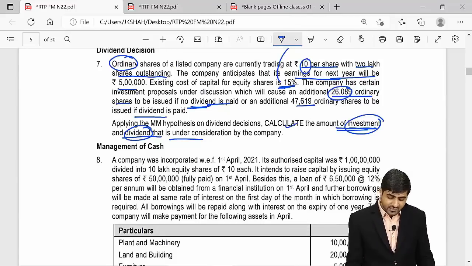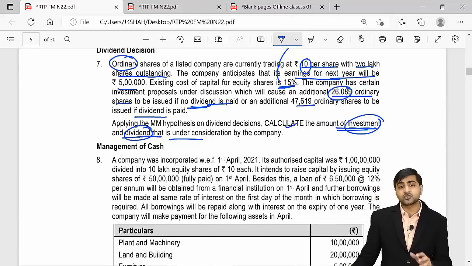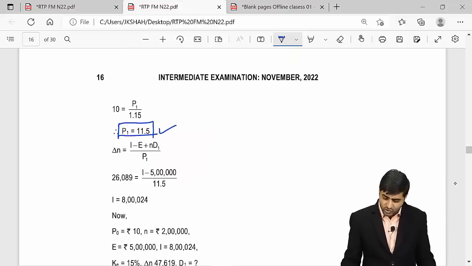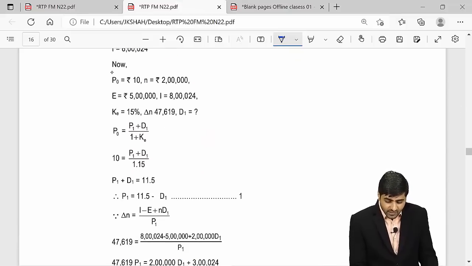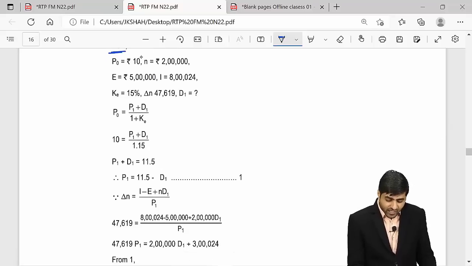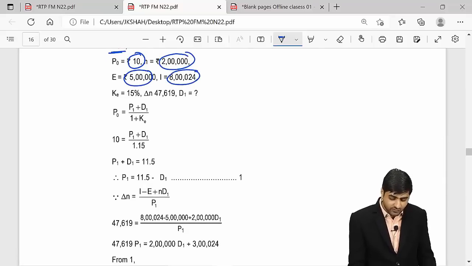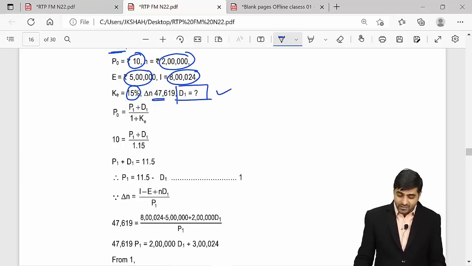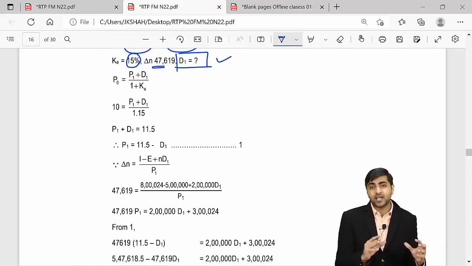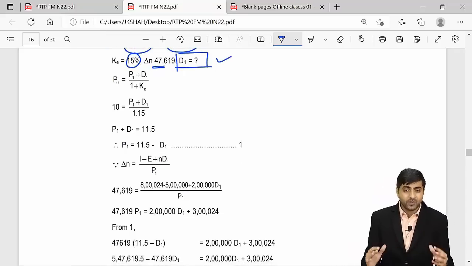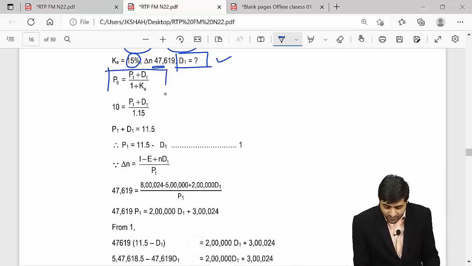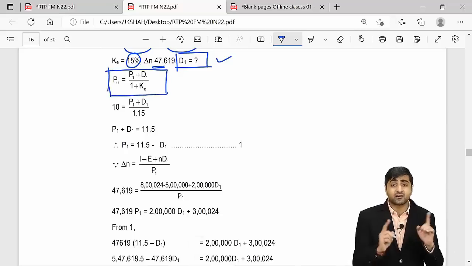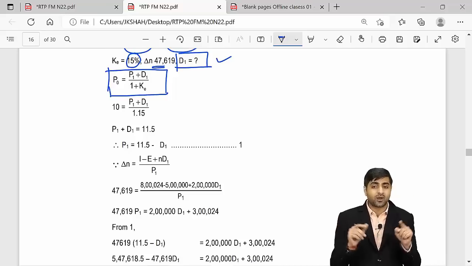Now the second part is what should be your dividends which is to be paid by the company. So now what you can do is, in this particular question, we have the P0 available, we have N available, we have earnings available, we have I also available, we have KE also available, and we have change of N also available. So we have to find out the D1. Now in the second part, we have to do this with the help of some equation. How will we do this? First of all, what is price of an equity share? The same formula which I had written earlier, P1 plus D1 upon 1 plus KE.